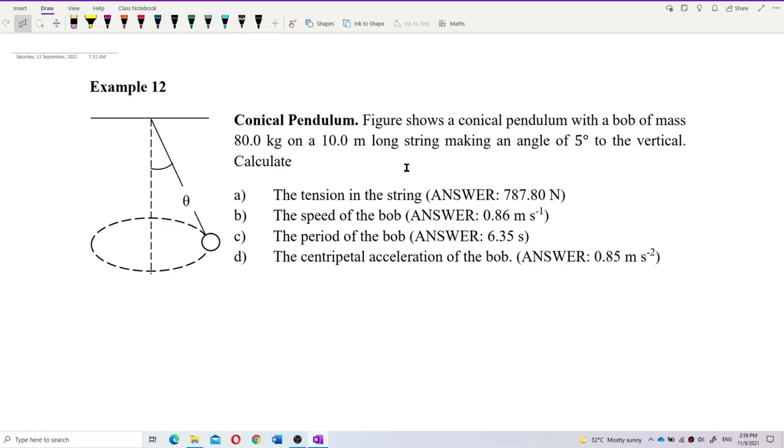Okay, now look at these questions. Are you ready? Conical pendulum. The figure shows a conical pendulum with a bob of mass 80 kilogram. We have the mass already. This is the mass, on the 10 meter long string, this is the length, L, making an angle of 5 degree.